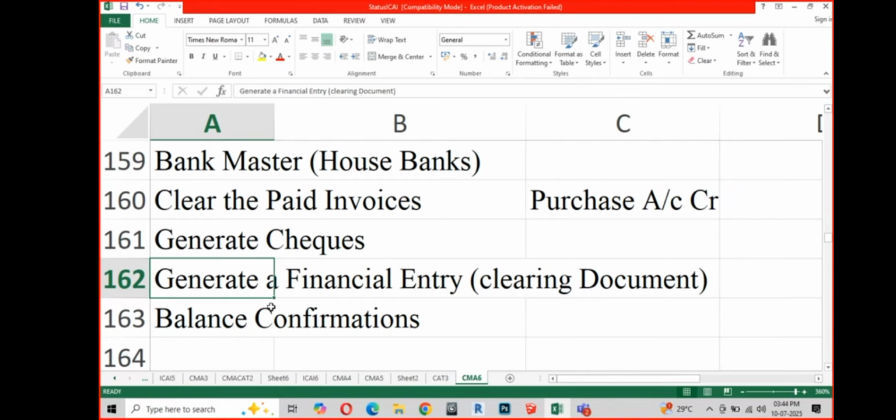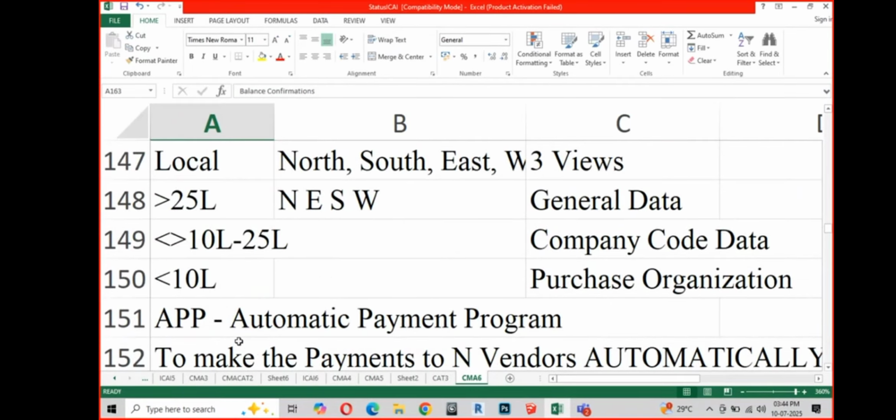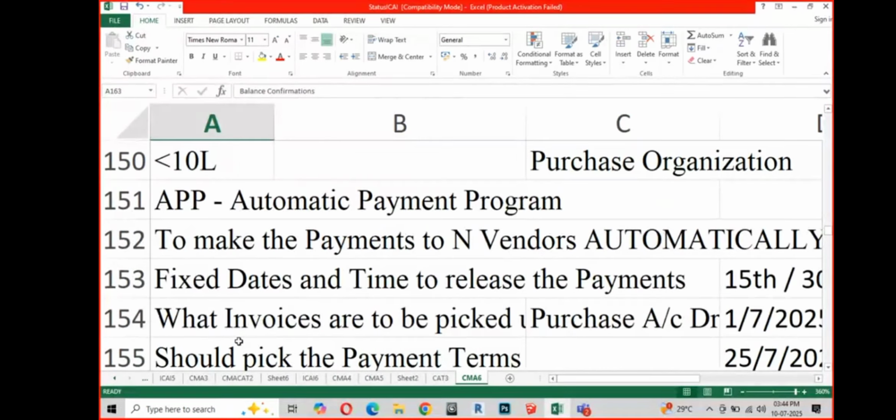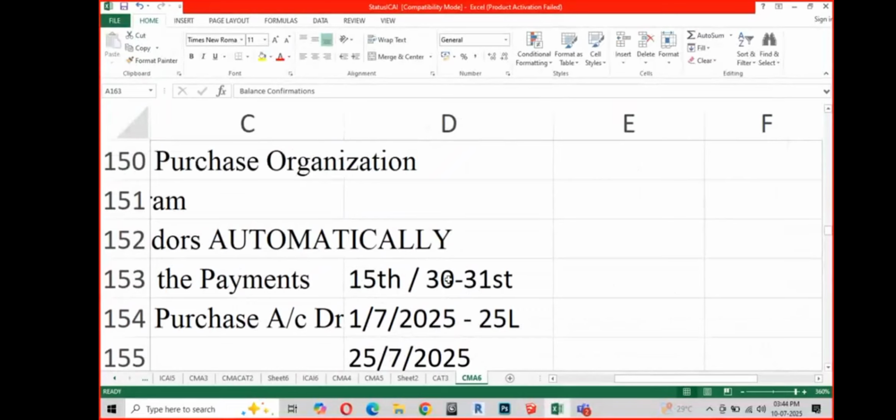You strike off or you confirm what balance you need to pay, or what is the amount that you should receive from your respective vendors and customers. Understood? This is what we looked at from the accounts payable portion.